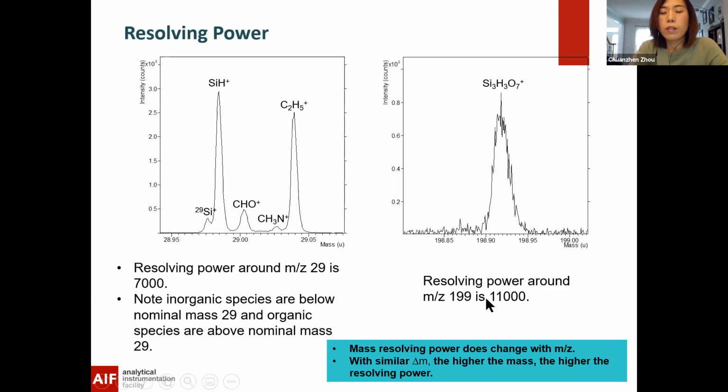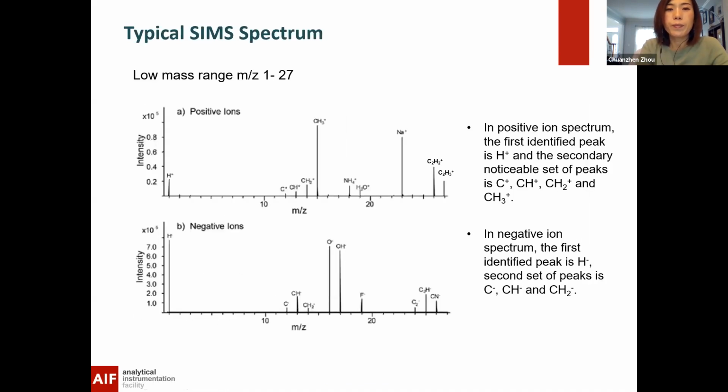If you're looking at mass-to-charge ratio 199, the resolving power looks really, really high because the resolving power is M divided by delta M. So the higher the M, the higher the resolving power. This is a little bit confusing for a lot of people when you first see this.